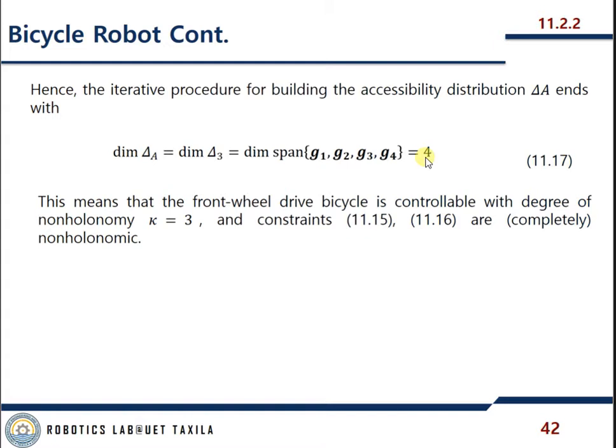This means that the span is 4. This means that the front wheel drive bicycle is controllable with degree of non-holonomy k equals 3, because G1, G2 is going to be equal to 1, then G3 and G4. So it's basically 3, and basically we have taken B raised to the power 3. So that's why the degree of non-holonomy is 3, and the constraints 11.15 and 11.16 are completely non-holonomic.